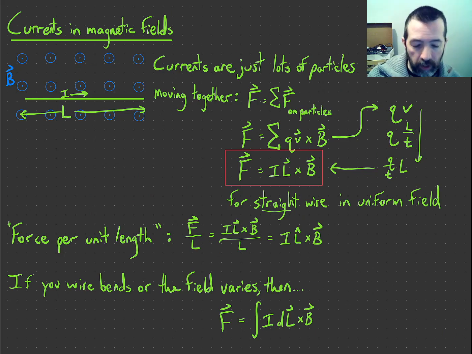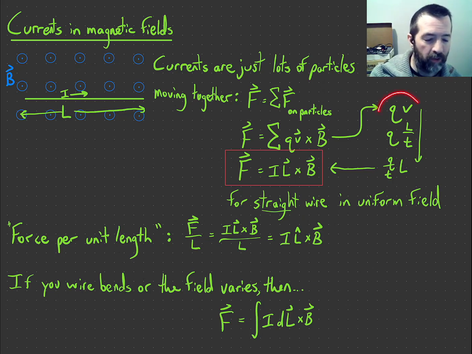The equation that describes that is here. Instead of qv cross B, it's IL cross B. There's a careful way of going from qv cross B to IL cross B. And if you want to see the careful way of doing it, like it would be in the book, there are lots of places you can look it up. But in my view, the two equations are basically the same equation.